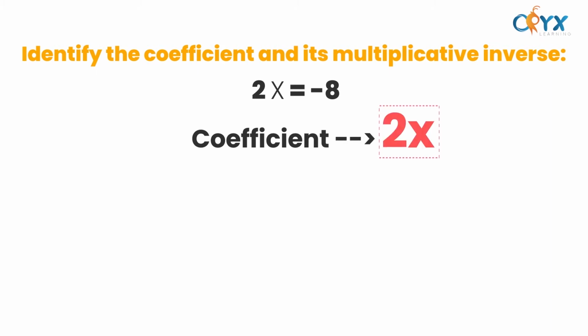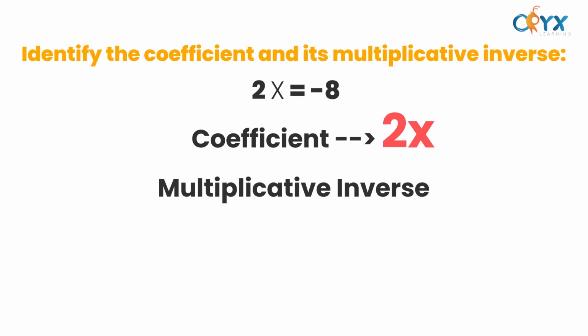Identify the coefficient and its multiplicative inverse. 2x equals -8. So the coefficient is 2, the number in front of the x. The multiplicative inverse, 2 over 1 times 1 over 2, would equal 1. So 1 over 2 would be the multiplicative inverse.